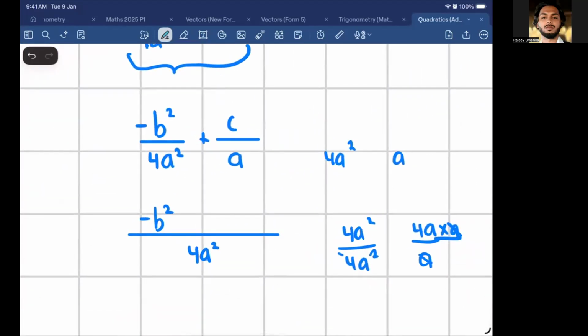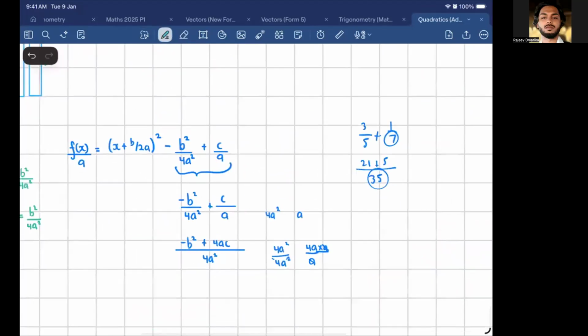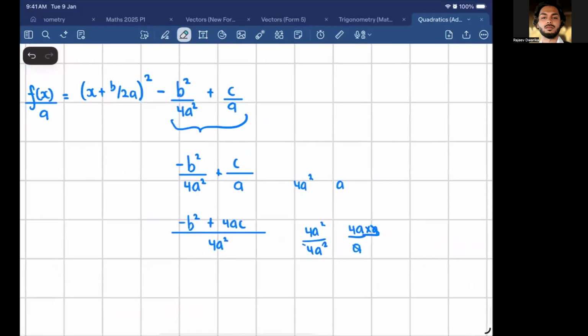It's the same concept over here. So a could go into 4a squared 4a times. And you multiply 4a by c, and you get what? 4ac. Exactly. Serena, it's starting to come to light. You're seeing what I'm talking about, it's starting to look familiar. Yes, sir. Okay, that's good.